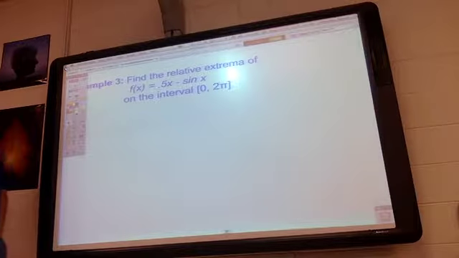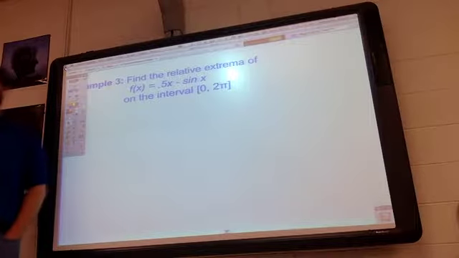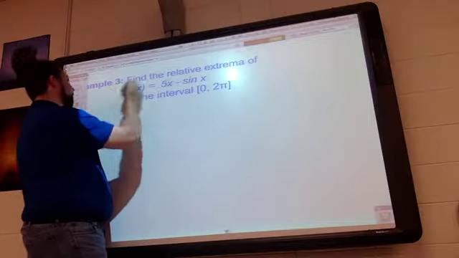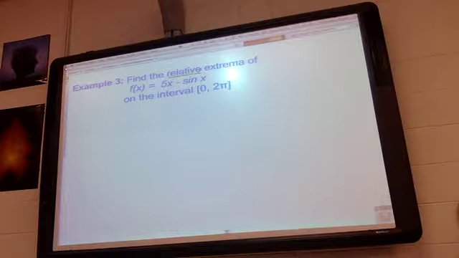All right, let's try this one. Trig. You love trig, right? Yeah, sure. Find the relative extrema of this one. I should note here, because this is a new word maybe for us, the word relative and the word local are synonymous. Some textbooks use relative minima, some of them use local. They're the same thing.